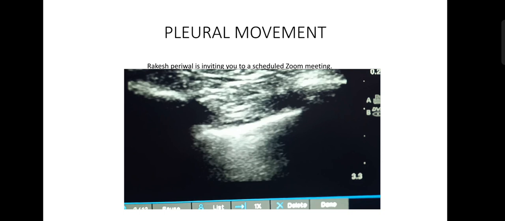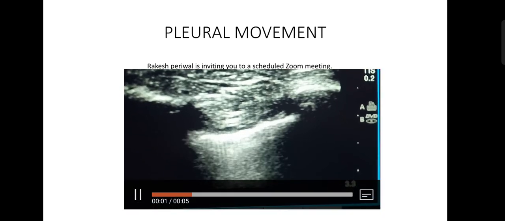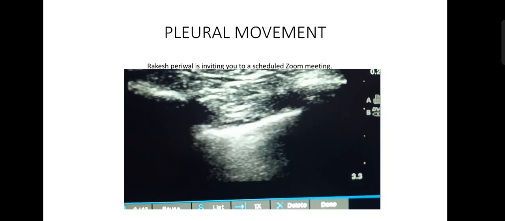And also if a B line is appreciated, there is no pneumothorax, because a B line has to start right from the pleura, and it can only be transmitted if there is no air in between. You can appreciate again the shimmering of the pleura. So this is a normal lung.